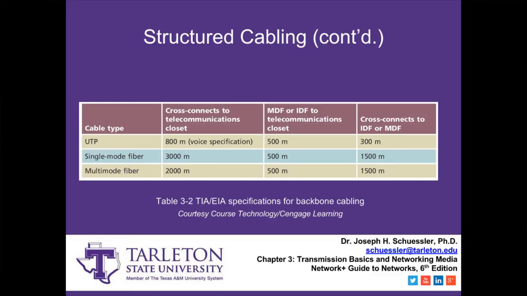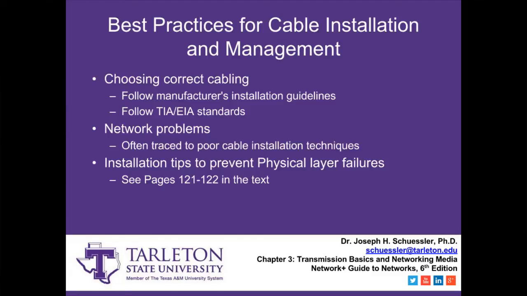So here are some examples of these different kinds of cabling that we've talked about and some of their characteristics. Unshielded twisted pair, the distances that we can look at, the cross connects to telecommunications closets, the MDF to IDF, the distances for these different types of cables to these different locations in our building. So again, if we're going to use fiber, we can see that our distances are much longer. So when we come into the building, all the way down to the closet, we can see some of those distances right there.